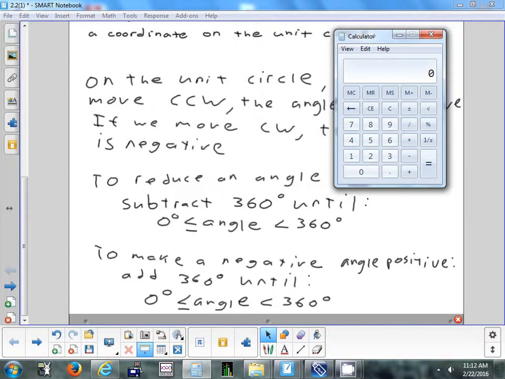Right, so if somebody asked me to sketch like a 2,000 degree angle, okay, off the top of my head I might not be sure what that looks like. So I'd just subtract 360. Well, I went one too many times until I get 200. And now I can visualize where 200 would be. A lot easier than 2,000.